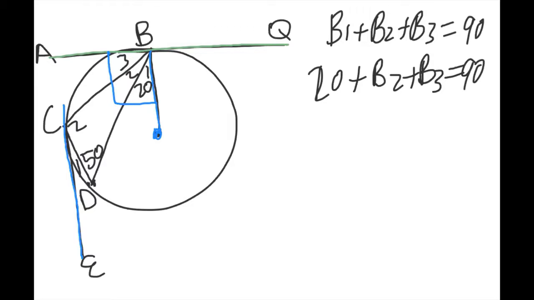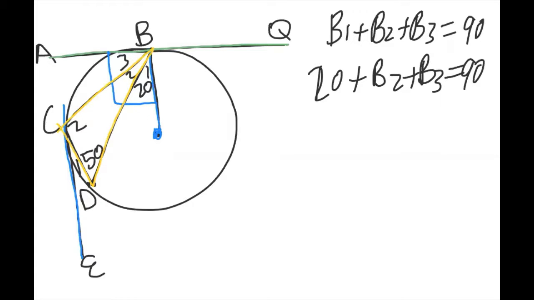What do we still have? We have this angle D, which is 50. That's the only other information. We have this green triangle here as well. Make it a different color, make it yellow. So we have this yellow triangle.